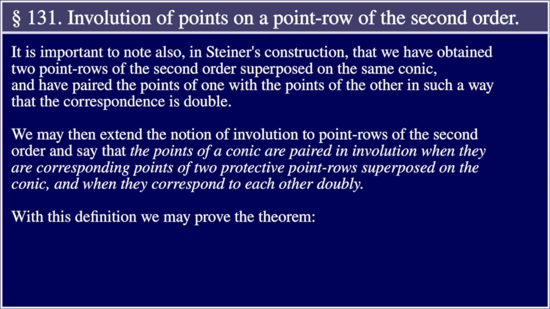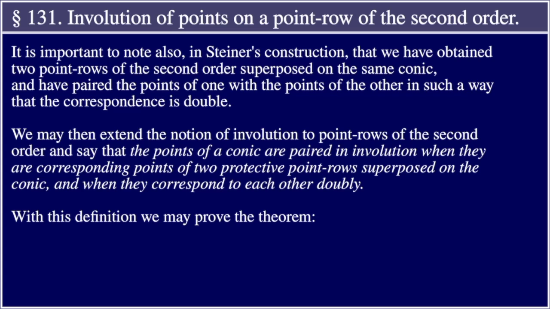Section 131, Involution of points on a point row of the second order. It is important to note also in Steiner's construction that we have obtained 2 point rows of the second order superposed on the same conic, and have paired the points of one with the points of the other in such a way that the correspondence is double.